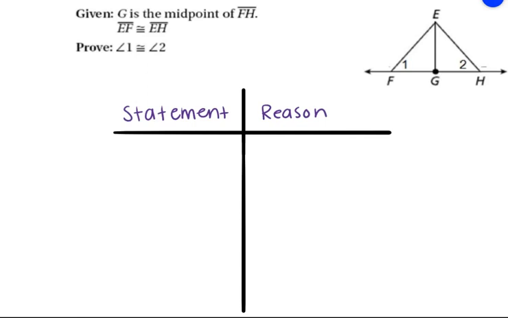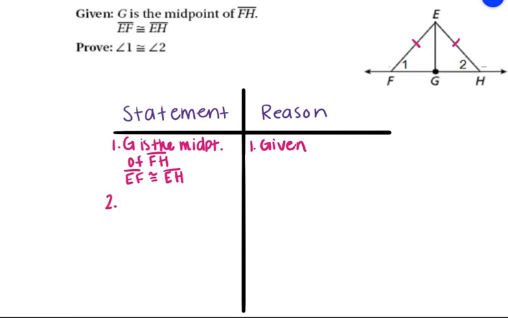So we start our proofs by rewriting the given statement. You cannot put anything down on a proof or say anything in a proof unless it has been written in your statements. So I have to write down my given statements in order to use them in my proof. And the reason is given. So it says EF and EH are congruent. I'm going to go ahead and mark those congruent.